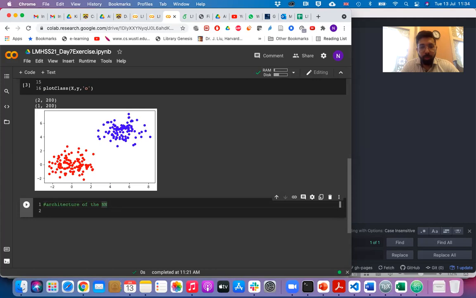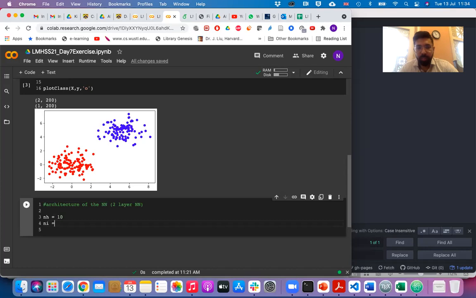So let's first create some architectural properties of our neural network. What we want is a two-layer neural network. So the first thing that I have to do is define the number of hidden units in the first hidden layer. How many hidden units do you want? Give me any random positive integer. So I'll take maybe 10.